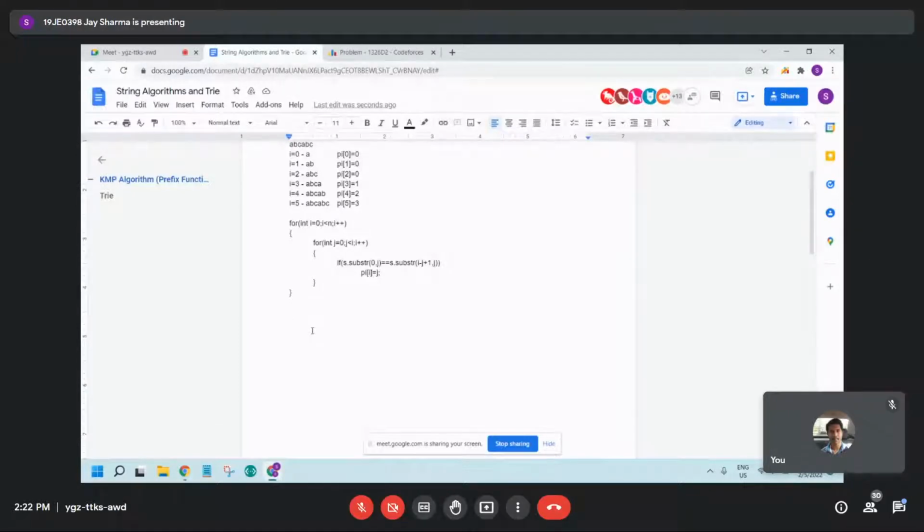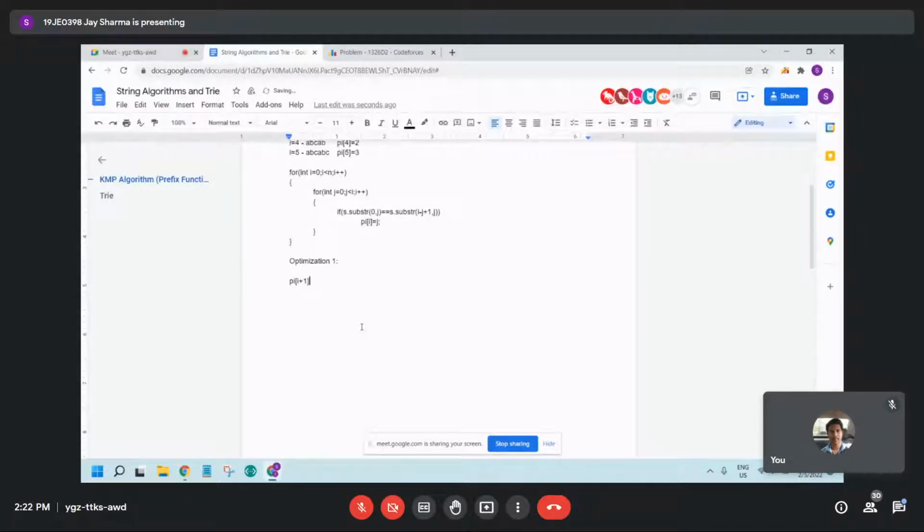So let's come to some optimization. The first optimization is that we are trying to optimize the second loop. Here you can see that this whole thing is running O of n square times. We want to somehow optimize this O of n square up to O of n only. We don't want this to run so many times. So first we need to see an observation. The observation is that prefix of i plus 1 will always be less than or equal to prefix of i plus 1.